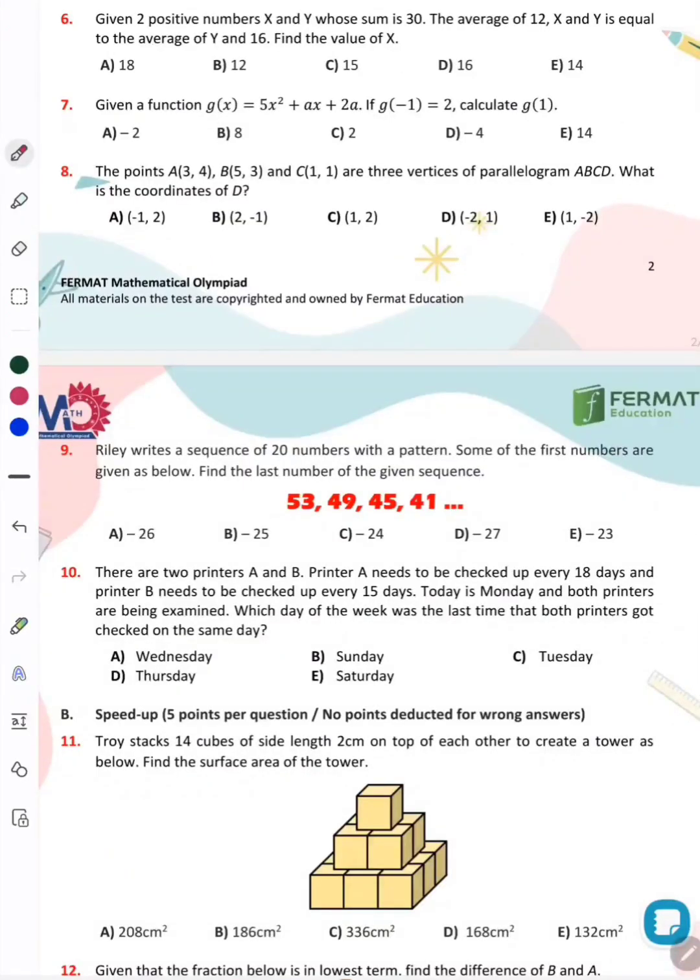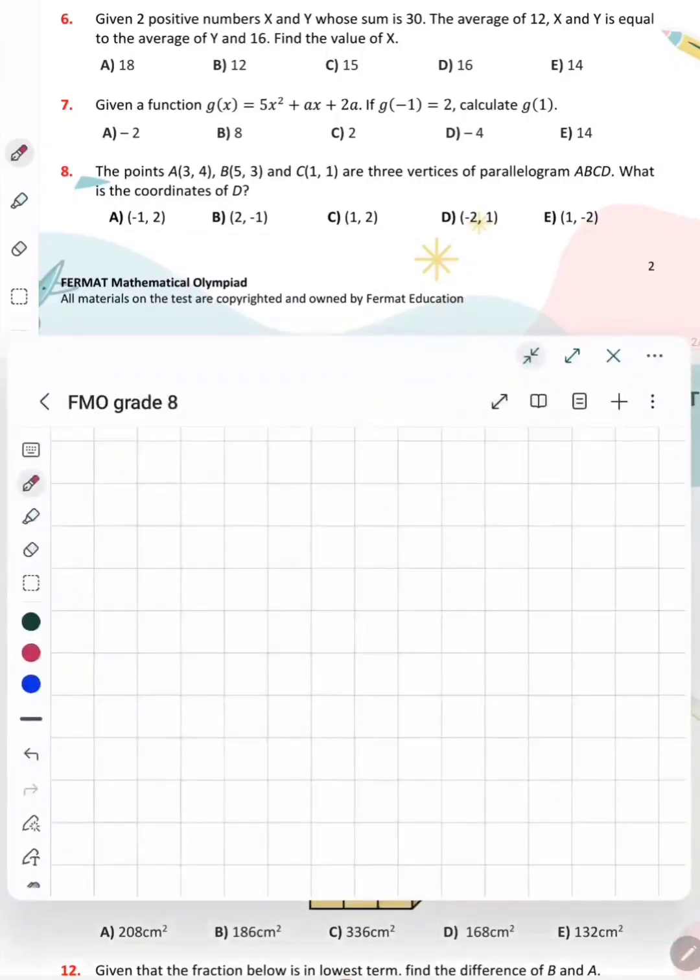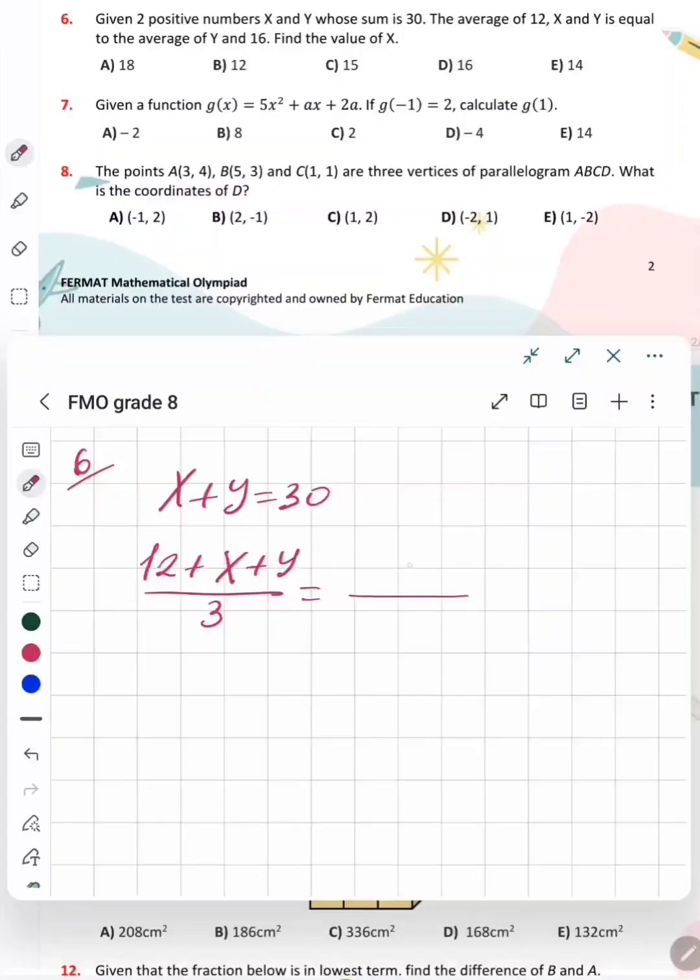Question number 6. Given two positive numbers x and y whose sum is 30, the average of 12 plus x and y is equal to the average of y and 16. Find the value of x. Let's start by setting an equation. x plus y equals 30. The average of 12 plus x and y equals the average of y and 16, which is y plus 16 divided by 2. So we need to find x from these simultaneous equations.